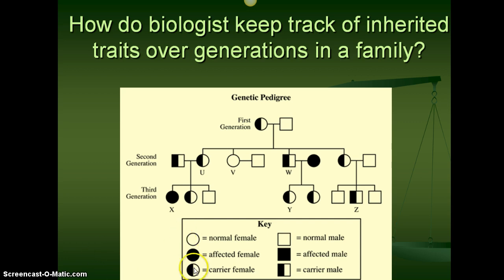You can see here there's a key. Normal females are going to have an open circle. Affected females will have a colored in circle. Carrier females sometimes will be shown as having half of that circle shaded in, and that means that they're heterozygous for that trait. Normal males are a square. Affected males are a shaded in square, and carrier males are halfway shaded, and they would be heterozygous for that trait.